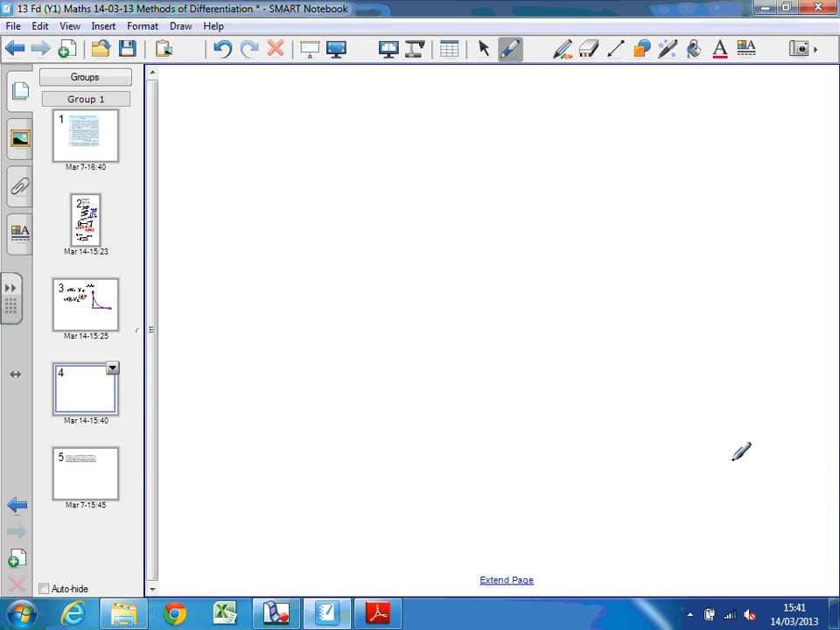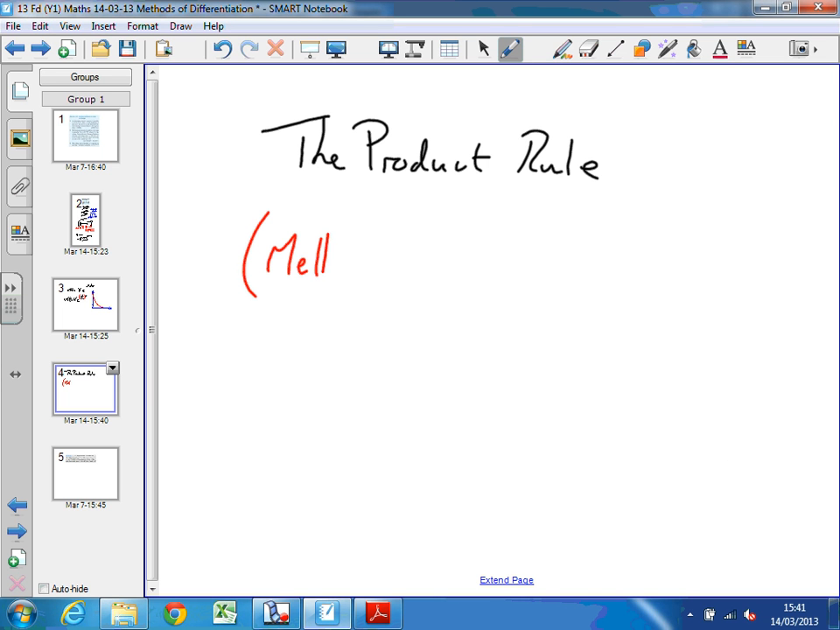So today I want to look at the product rule, which is a method of differentiation. There's three of them: the product rule, the quotient rule as it's called, and the chain rule. So we're going to look at the quotient rule and the chain rule next week.